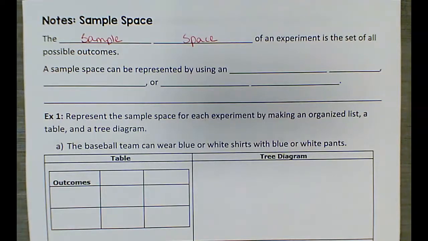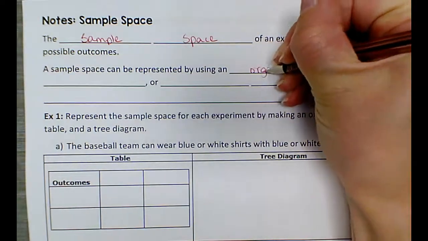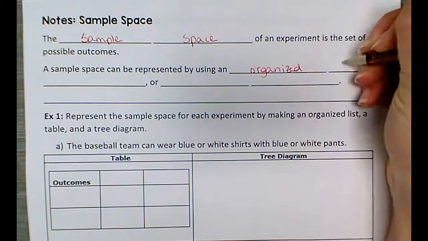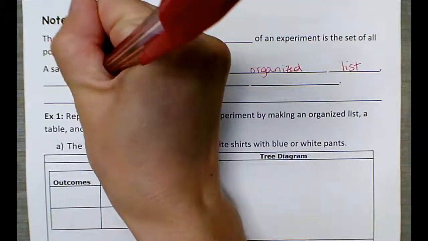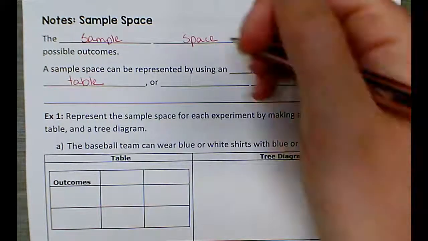A certain event that I'm looking for, my desired outcome, maybe I'm looking for rolling a 1 or rolling an even number, so a 2, 4, or 6. Those would be desired outcomes. But a sample space of an experiment is the set of all possible outcomes that you could have while performing the experiment. A sample space can be represented by using an organized list, a table, or a tree diagram.